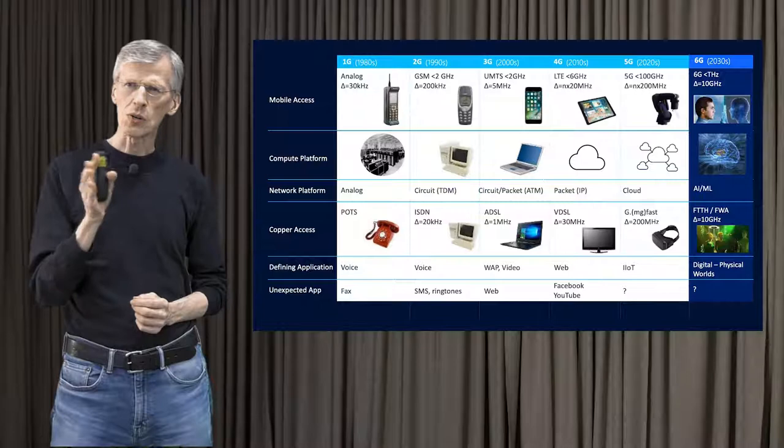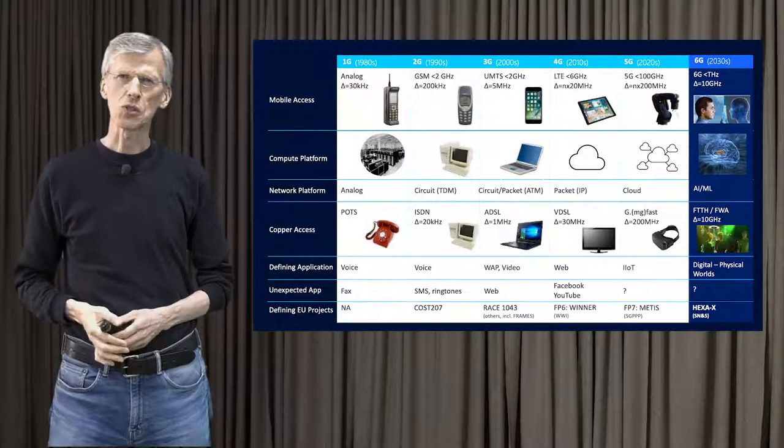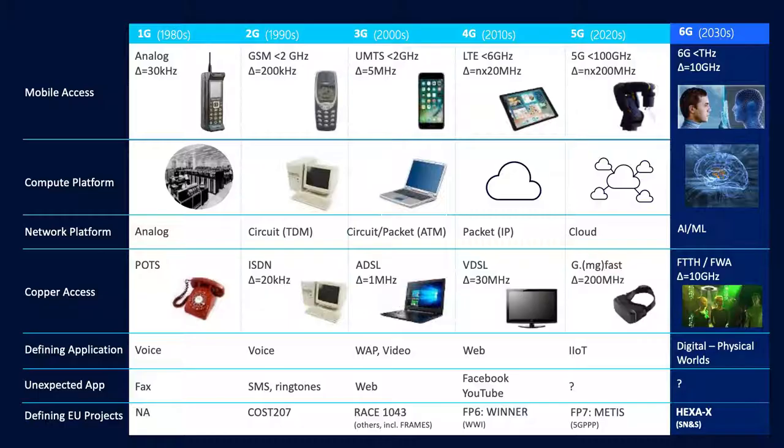But while we're on this timeline, I also want to make another point. The European research projects have been at the forefront of every generation. And in every generation, there has been a defining flagship project that laid the foundation, and there have been many other projects. And through concerted action, we made more of the sum of the parts. In 4G, the Winner project was the defining project, and then the Wireless World Initiative took care of the coordination across the many research projects. In 5G, we had the METIS project, and then the coordination happened through the 5G public-private partnership.